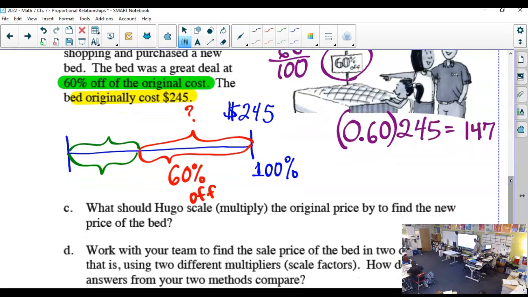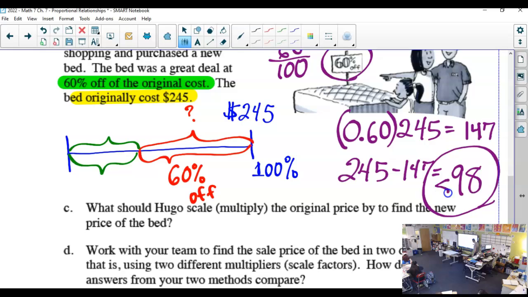So wait, is that how much they're gonna pay? Actually, I'm gonna move on to another card. So Jesus, is the 147 what they're gonna pay? Yeah, that's how much they're gonna save. That term is used weirdly. They're gonna save. So what do I do with that 147? We subtract it. So we do 245 minus 147. And they're getting this mattress for $98. Make sure we label it.